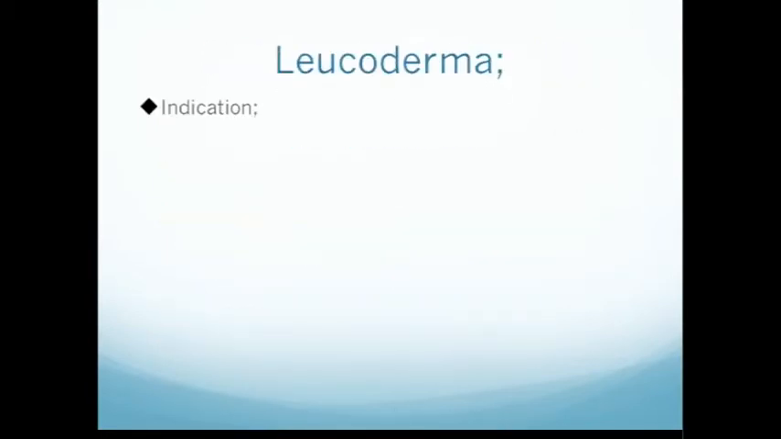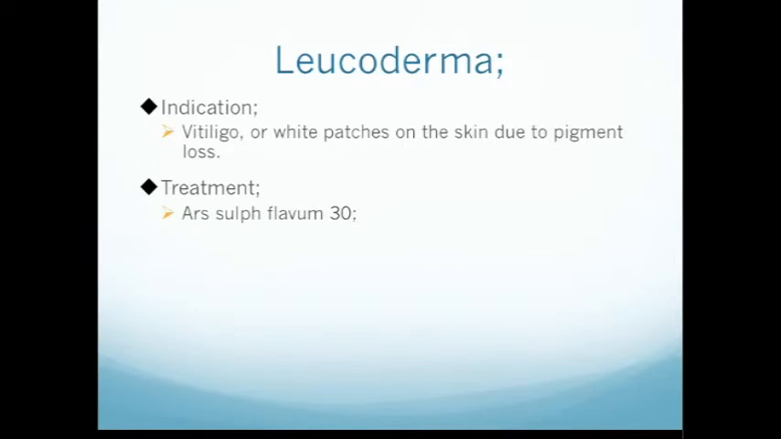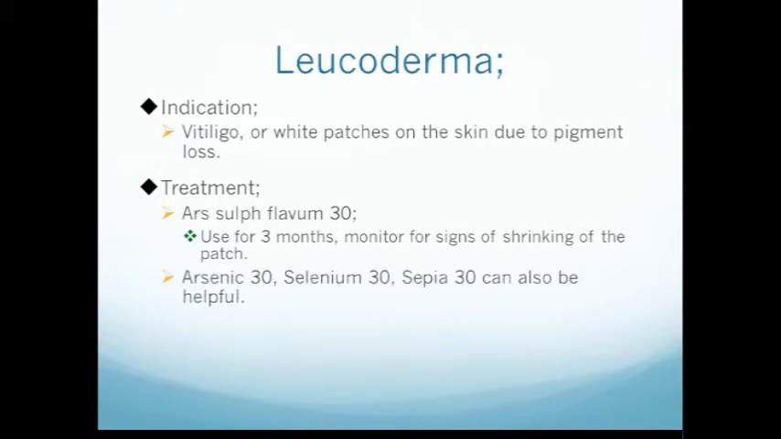Leukoderma. Indication: vitiligo or white patches on the skin due to pigment loss. Treated with Rhus sulphuratum flavum 30, which is used for 3 months. Monitor for signs of shrinking of the patch. Arsenicum 30, Selenium 30, and Sepia 30 can also be helpful. If it fails, please consult a physician.